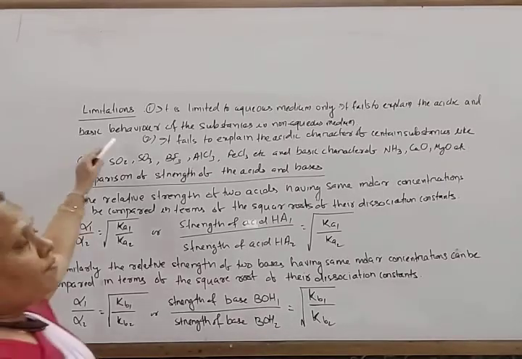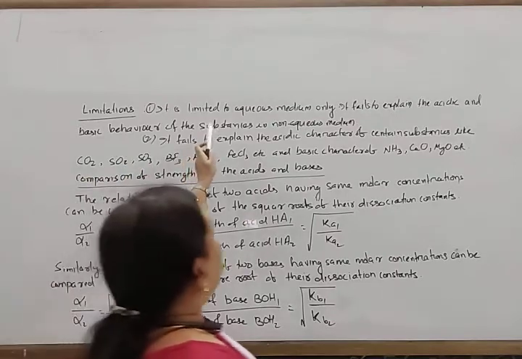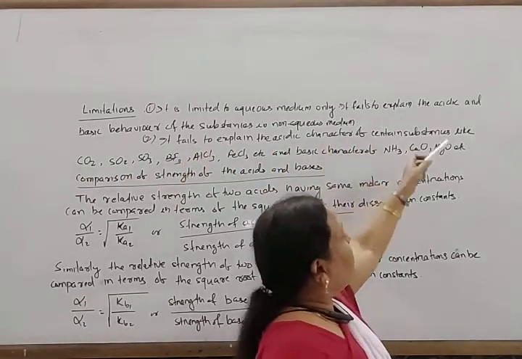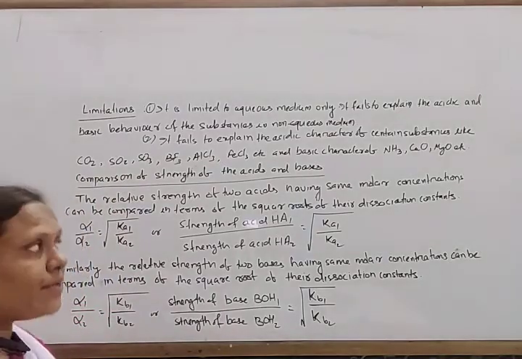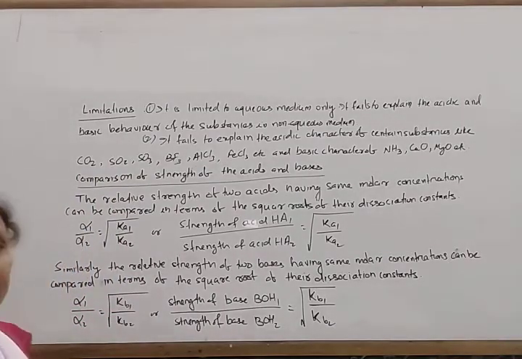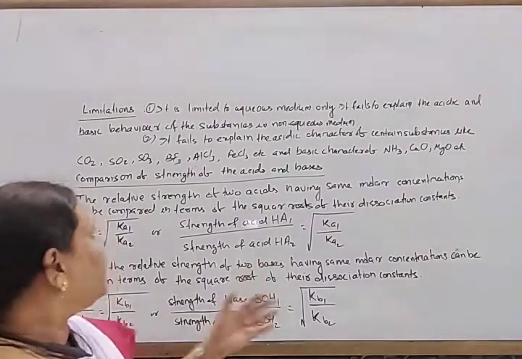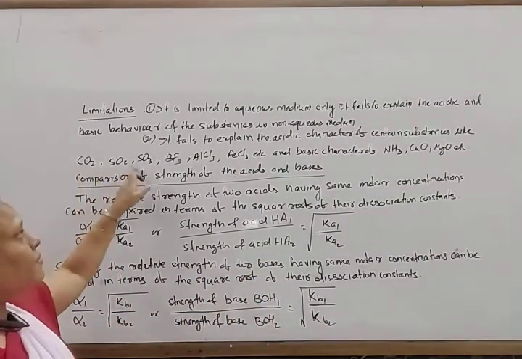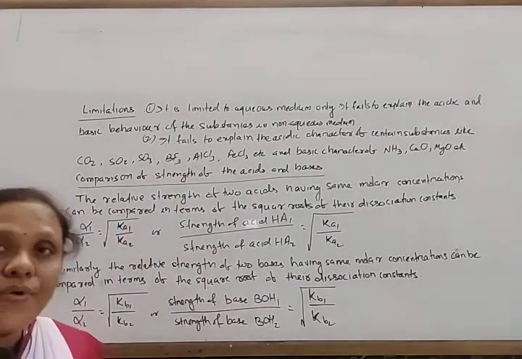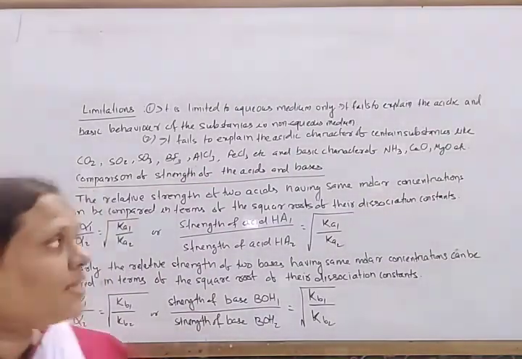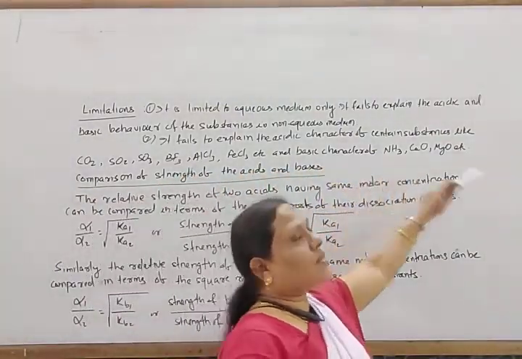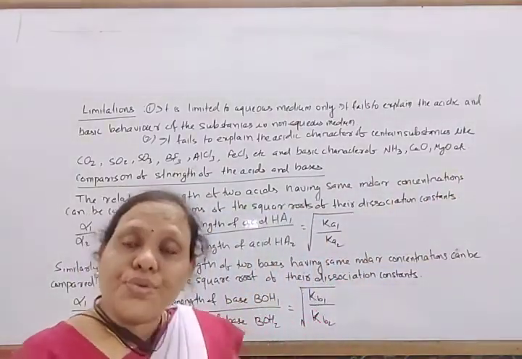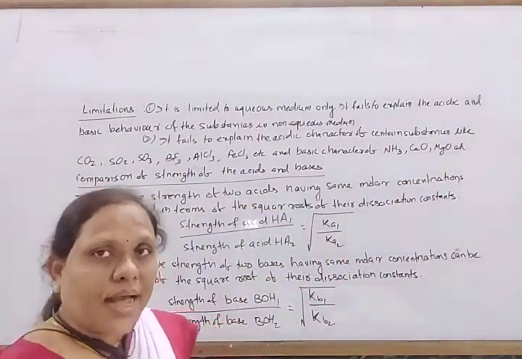The limitation of Arrhenius theory is that it is limited to aqueous medium only. It fails to explain the acidic and basic behavior of substances in non-aqueous medium. It fails to explain the acidic character of substances like carbon dioxide, sulfur trioxide, etc., which do not contain a hydrogen atom. And it also fails to explain the basic character of ammonia, calcium oxide, magnesium oxide, etc., which do not contain the OH minus ion.